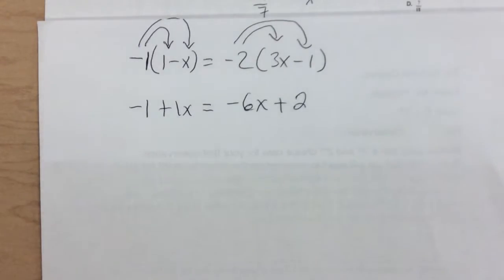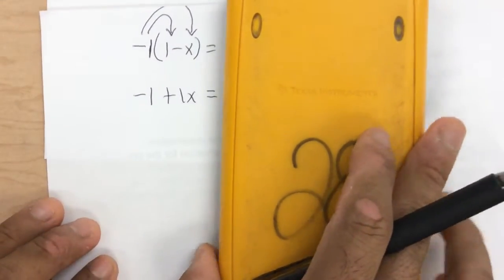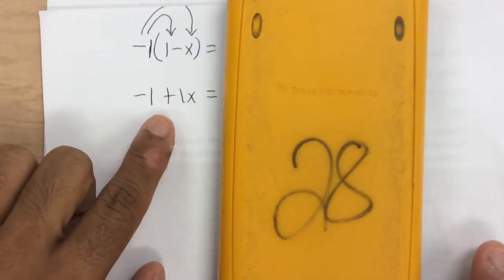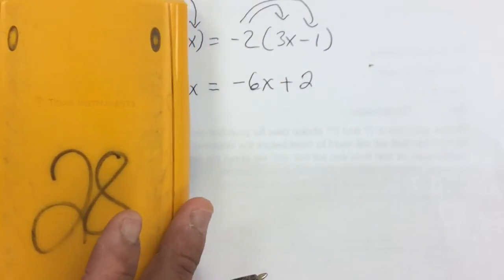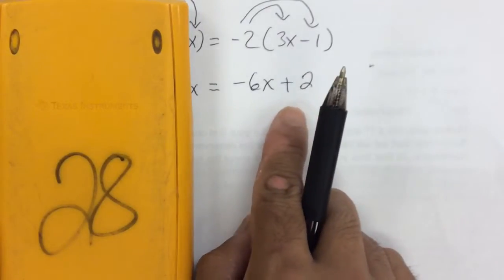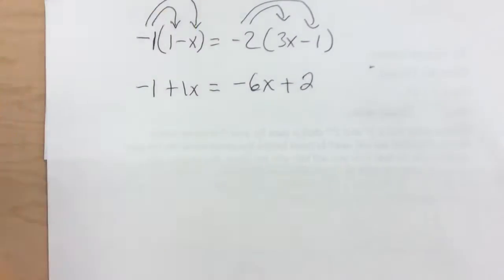Okay, so now look at the left side. Any like terms that I can combine? Nope. So skip that step. Next step. Look at the right side. Any like terms that you can combine? Nope. Move on to the next step.